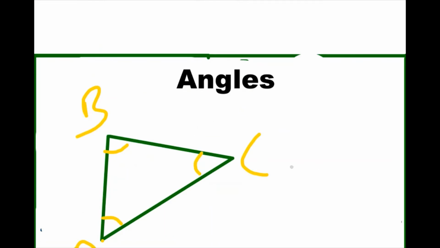Angles are also known as vertices. So in this case we have three vertices, or three angles, so angle B, C and D, because in each case two lines meet to make an angle.